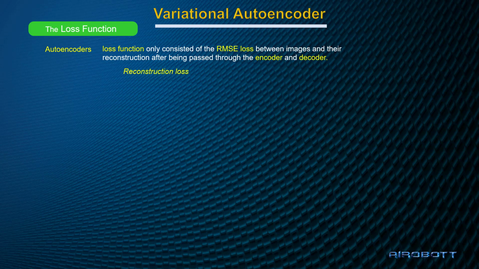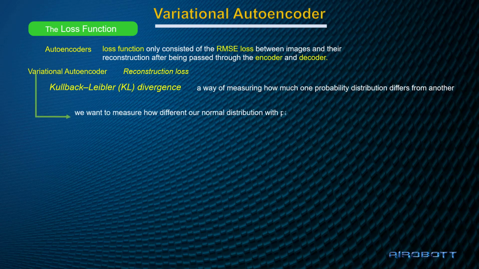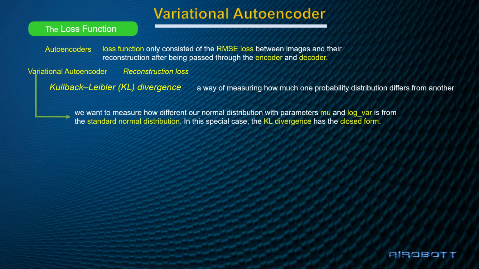This reconstruction loss also appears in a variational autoencoder, but we require one extra component, that is the Kullback-Leibler KL divergence. KL divergence is a way of measuring how much one probability distribution differs from another. In a variational autoencoder, we want to measure how different our normal distribution with parameters mu and log_var is from the standard normal distribution.